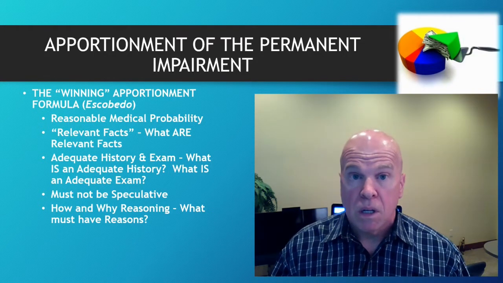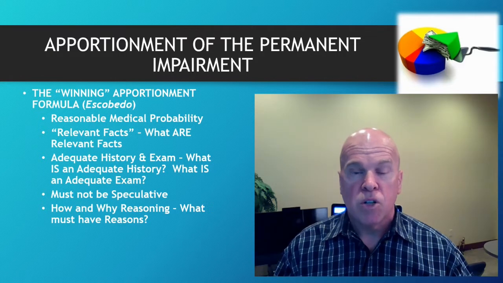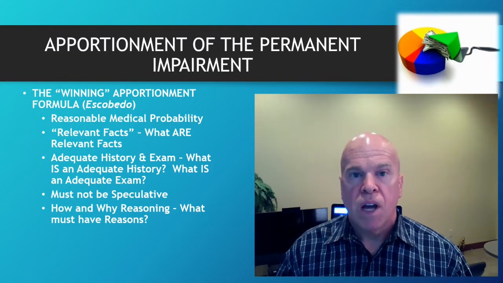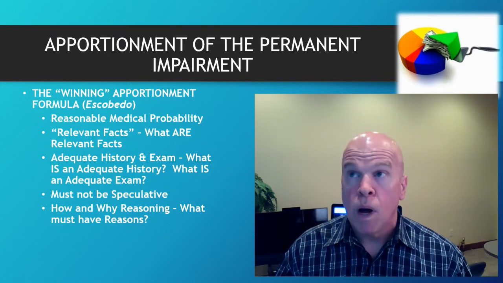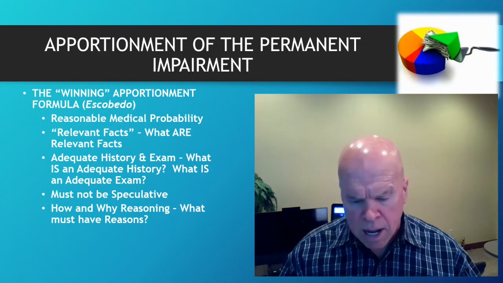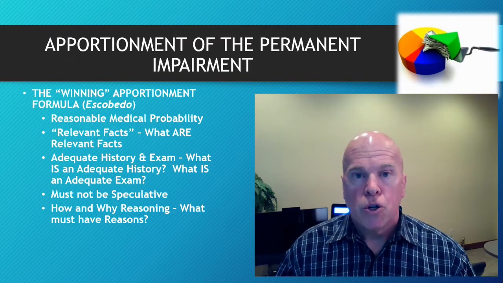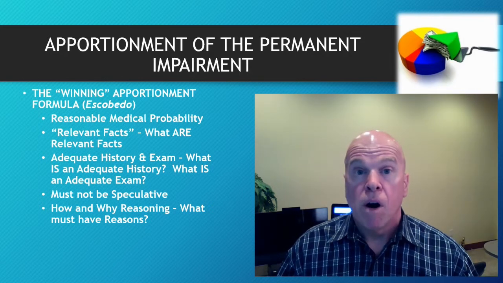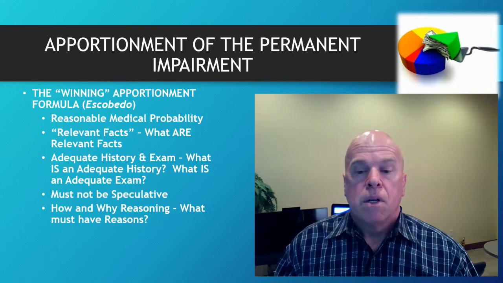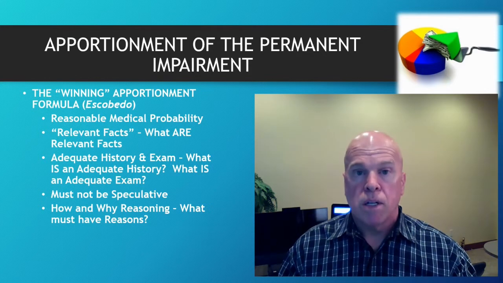Your apportionment argument and your apportionment approximate percentages, both percentages, the percent due to the industrial injury and the percent due to other factors, must be explained with how and why reasons. You must have reasons why 50% is due to the industrial injury and why 50% is due to other factors, and explain to the parties exactly how and why you arrived at your particular approximate percentages. So this helps us to qualify our opinion, whatever our opinion on our apportionment approximate percentages, as substantial medical evidence. So we have the ingredients to a persuasive and powerful argument now at our disposal using these criteria from Escobedo.